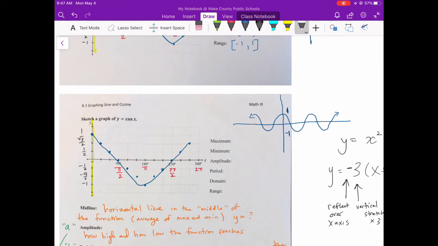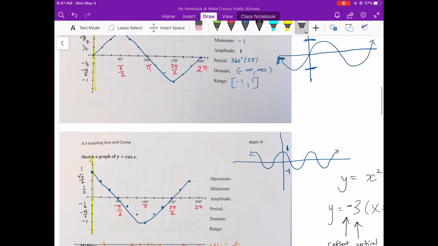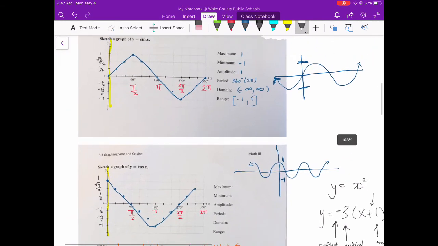The domain was any x values. There are no restrictions on the x values. It keeps going and going. I just have a small section of it here, and then the range is from -1 to 1. All right, so that's your two parent functions for sine and cosine.